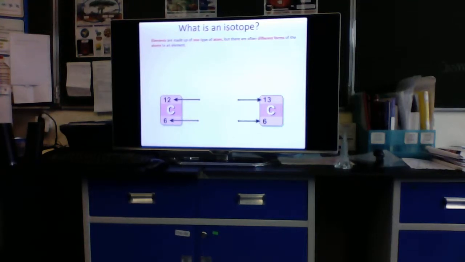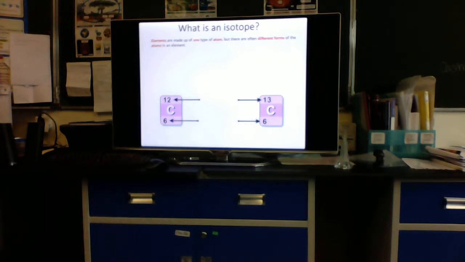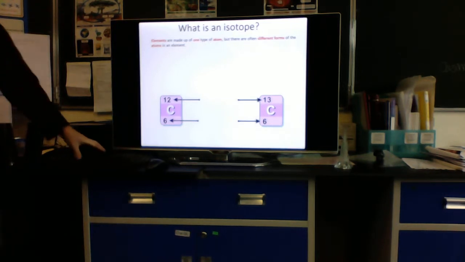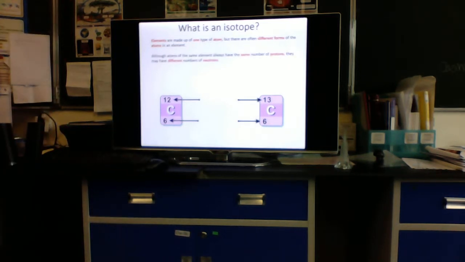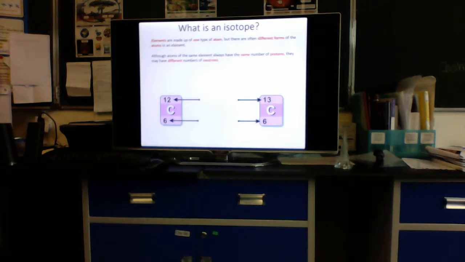Noticed that you can't have half a neutron, so how do we get a mass number of 35.5? And the answer to that is we have things called isotopes. Now, an element is always made up of one type of atom, but there's more than one different form of that atom in an element, because whilst an atom must always have the same number of protons, they may have different numbers of neutrons.